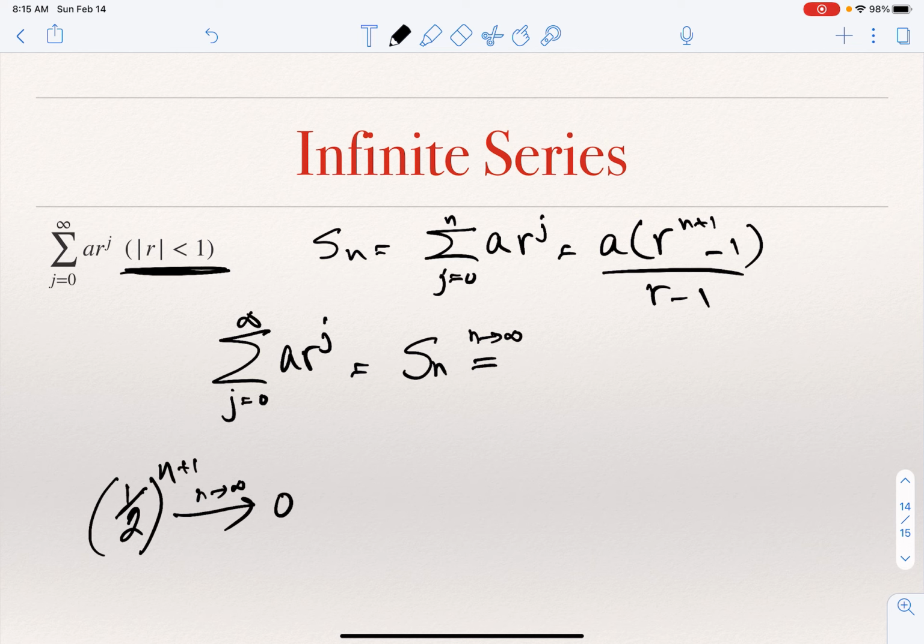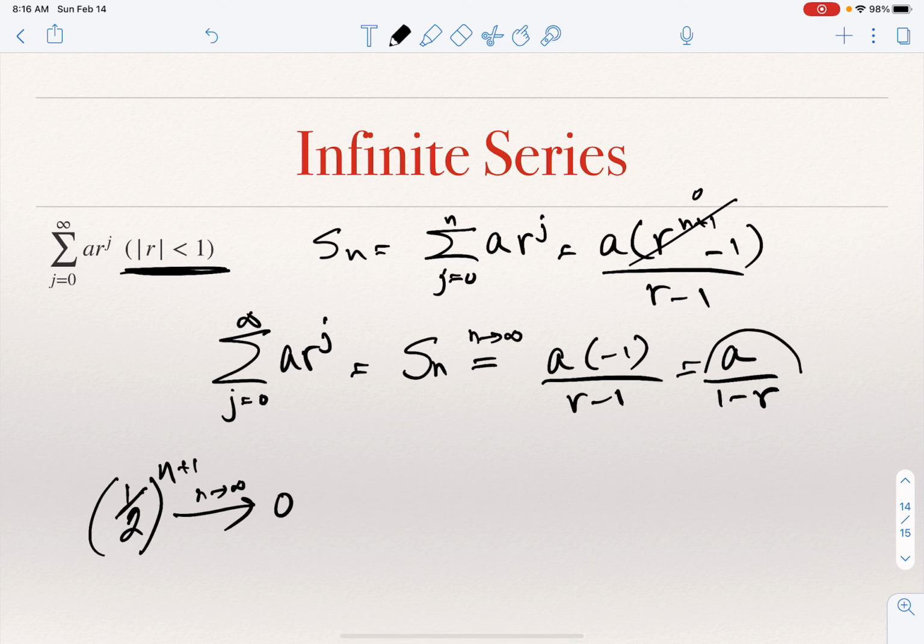So this one is going down to 0, and the top one becomes a times minus 1 divided by r minus 1. So we can talk about it as a divided by 1 minus r. This is the sum of the infinite series. This is usually one of the techniques that you want to use: when you have a summation from j equals 0 to infinity, first find the sum from 0 to n, find that term, and then reason about what happens when n goes to infinity.